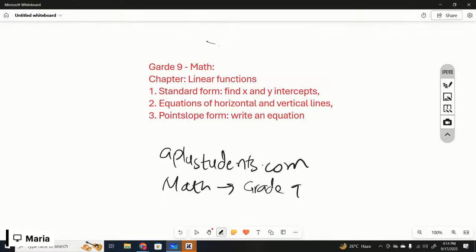We're going to start with the chapter linear functions. The lessons we're going to cover today are standard form, find x and y intercepts, equations of horizontal and vertical lines, point slope form, write an equation.